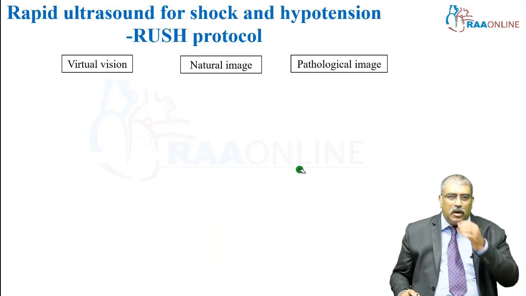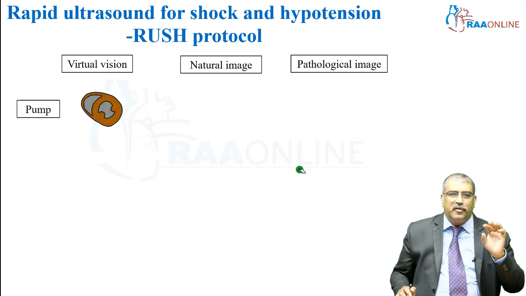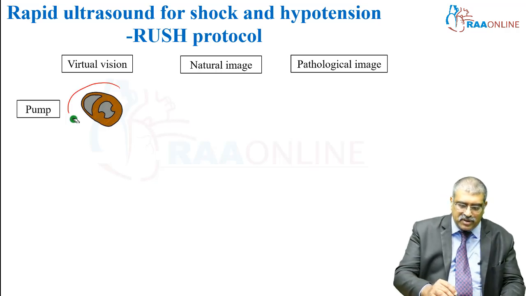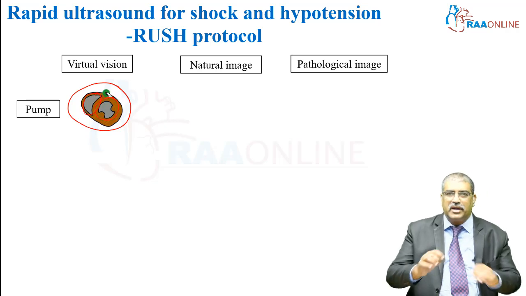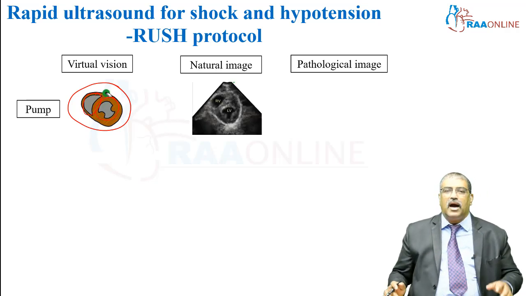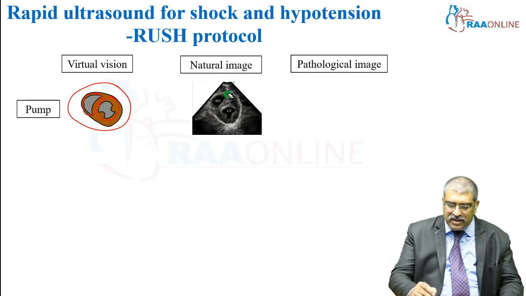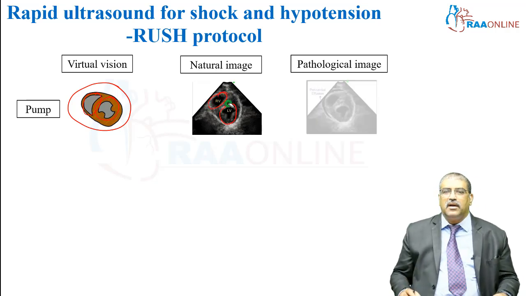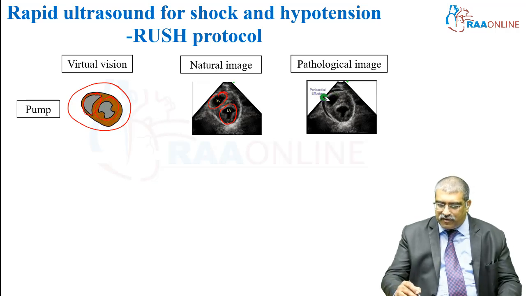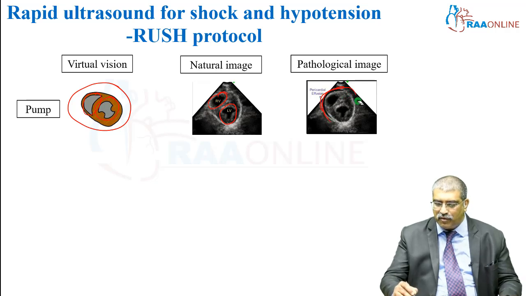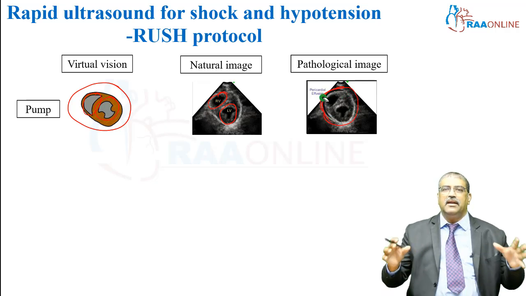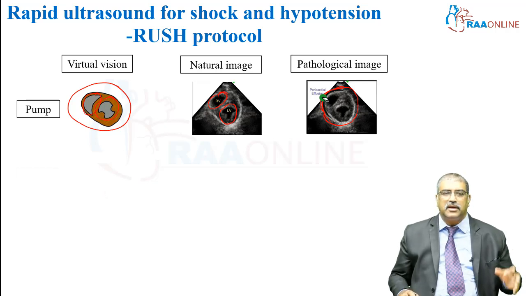Now, coming to the RUSH protocol, if you look at the heart chambers, this is the right ventricle, this is the left ventricle, this is the image we see, and in the echocardiogram, this is the natural image, right ventricle and the left ventricle. And here, if you have some obstruction like one caused by pericardial effusion, you can see the fluid engulfing the right and left ventricle, that is the pump.